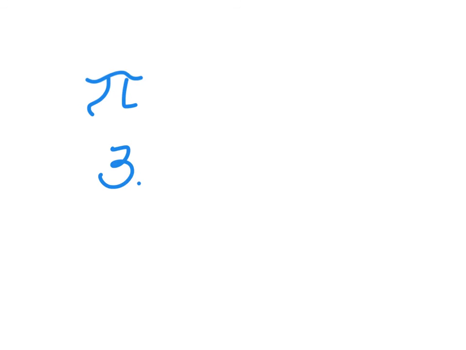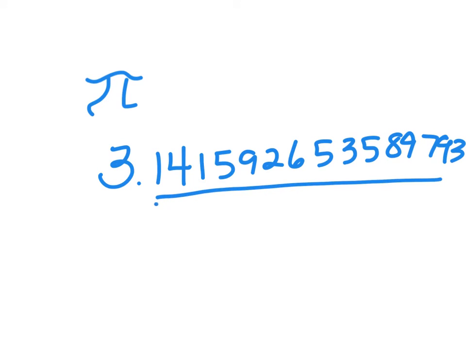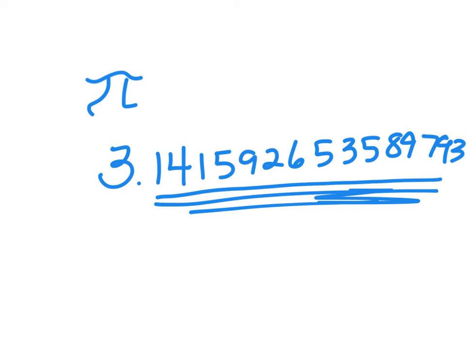Pi, we say, is 3.14, but it's not really 3.14. I don't know pi to very many digits. My calculator tells me 3.141592653589793, and then it keeps going and going and going. None of the digits ever repeat in a pattern. You might have two digits next to each other that are the same, but there's no pattern that's ever going to repeat. And that's called an irrational number.